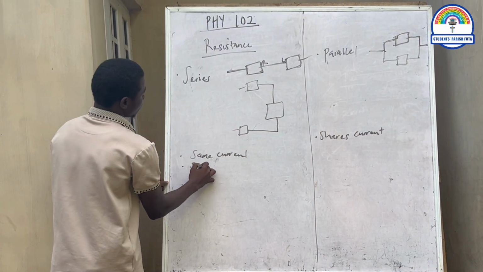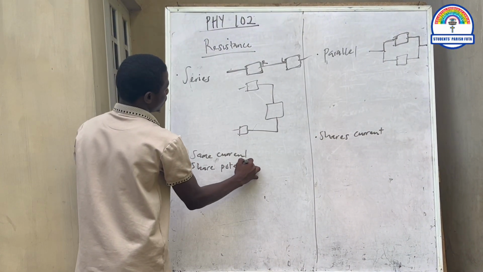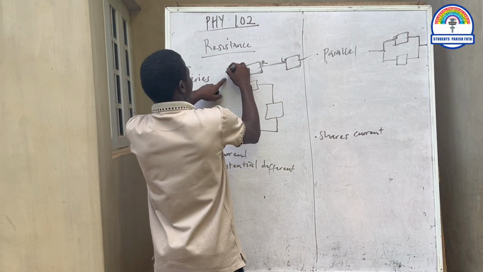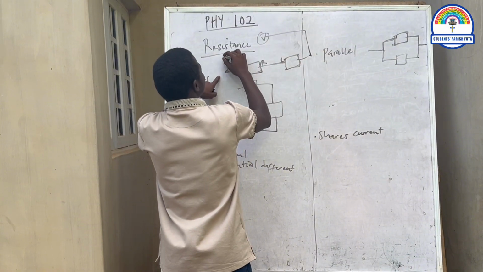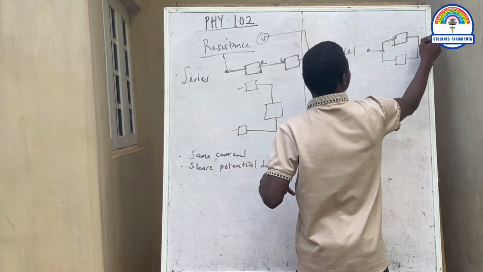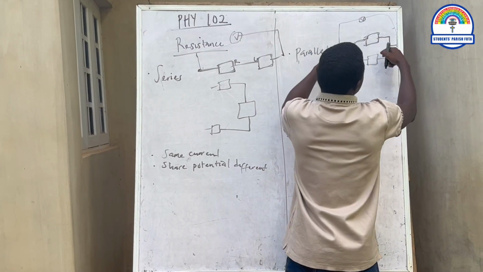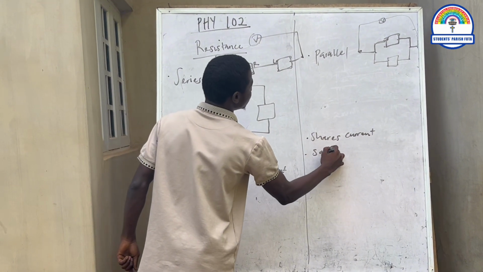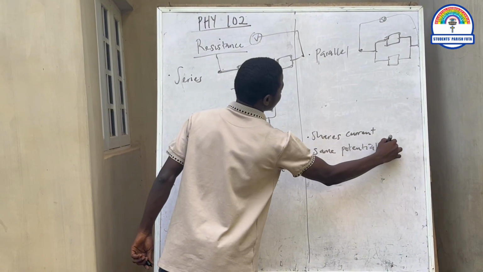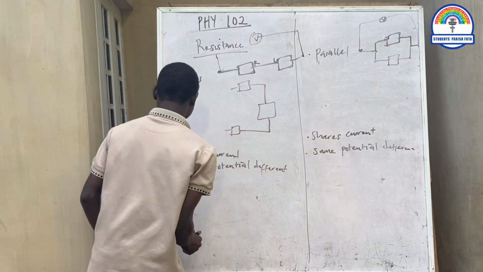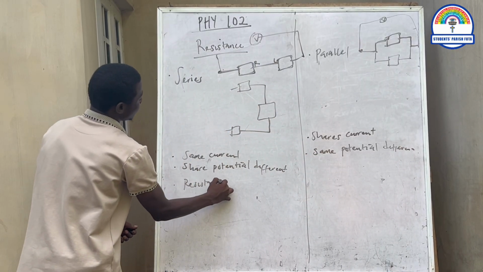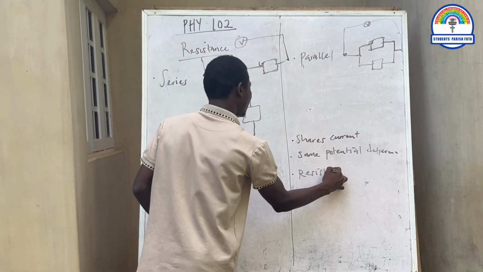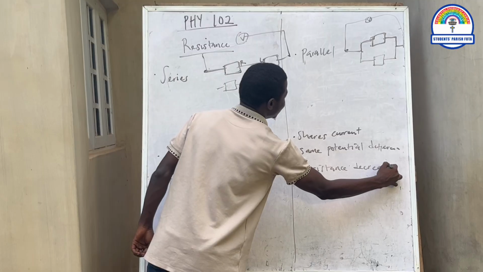So here they share potential difference, because the potential difference is across both ends, from here to here. So they share it. But here, the potential difference is the same. So for this one, the resistance increases. For this one, the resistance decreases. Decreases in what sense?